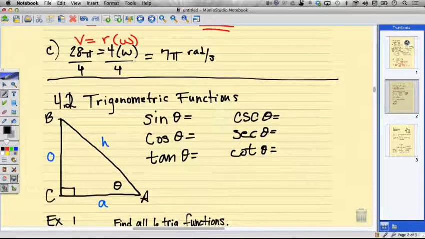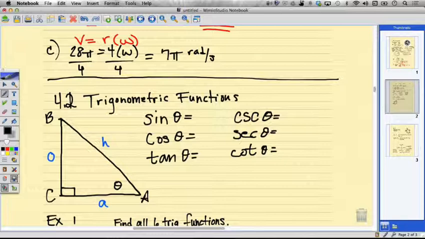Trigonometric functions. Here we're going to be talking about sine, cosine, tangent, cosecant, secant, and cotangent. Today's lesson is actually really easy, for a number of reasons. Number 1, the majority of you have already seen this. Number 2, there's really not a lot to do with it. But the downside is if you don't learn it, it's going to be rough.